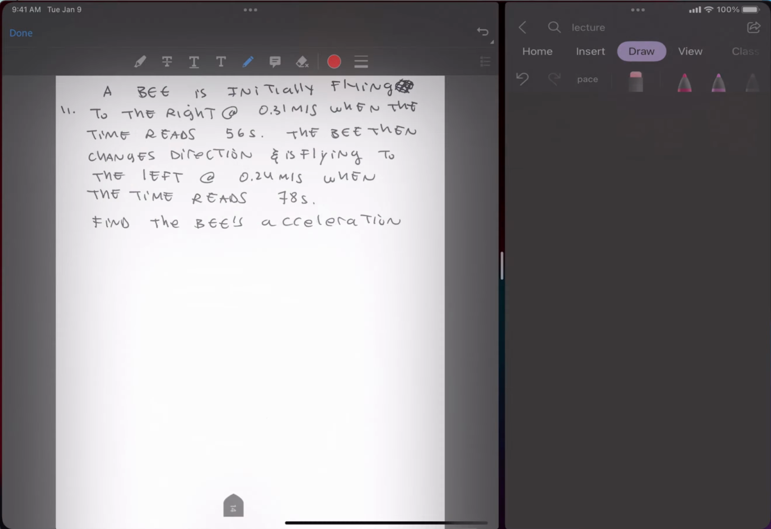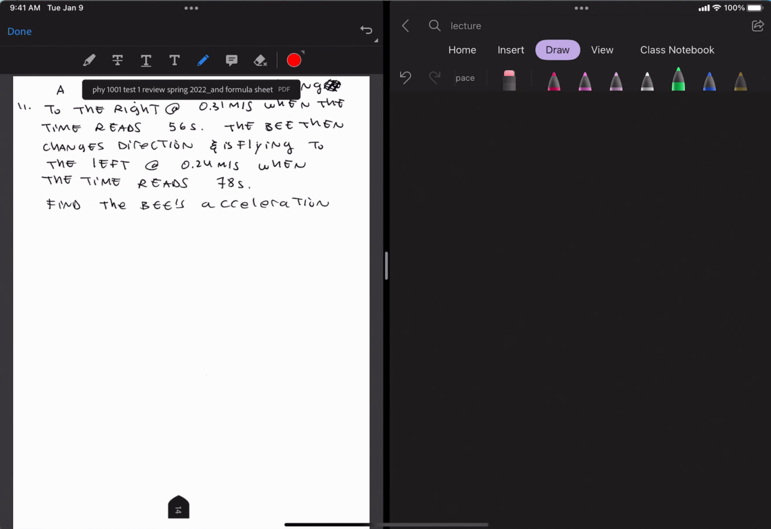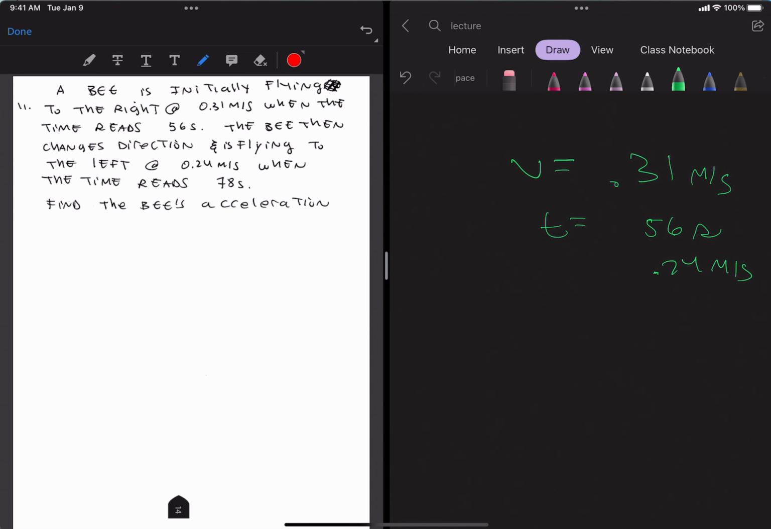Let's write down the givens. First number is 0.31 meters per second, so that's velocity. And 56 seconds, that's the time, seconds is time. And the next number is 0.24 meters per second, which is another velocity. And 78 seconds is another time. And we're trying to find acceleration.